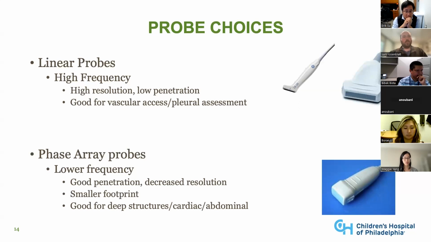So we use those for things like looking at the heart, looking at deep vascular structures like the IVC and the aorta, and looking at the abdomen, doing FAST exams, looking for free fluid. They have a smaller footprint than the next probe that we'll talk about in a second, the curvilinear probe, which is really nice as we're trying to look at things like the heart and you have to get into small windows between different rib spaces.